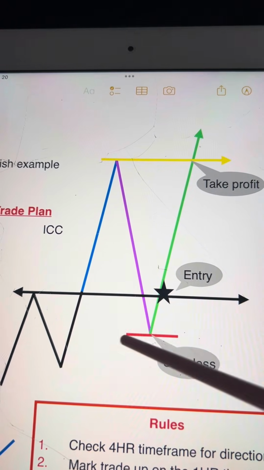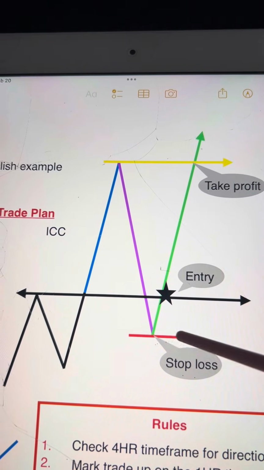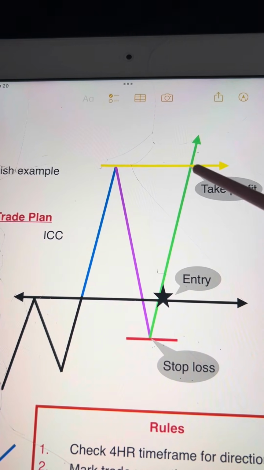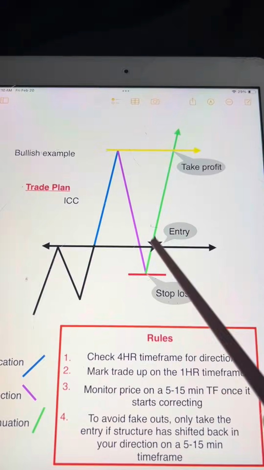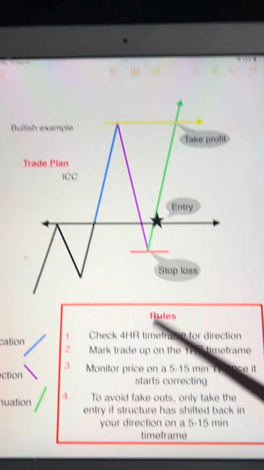Right there, your stop loss will be the low that it made, because that's going to be the new higher low. And then for your take profit, you can take profit at the top, or you can hold it for longer, but you're only going to take an entry right here if it makes sense to do so. So that points me to my rules.